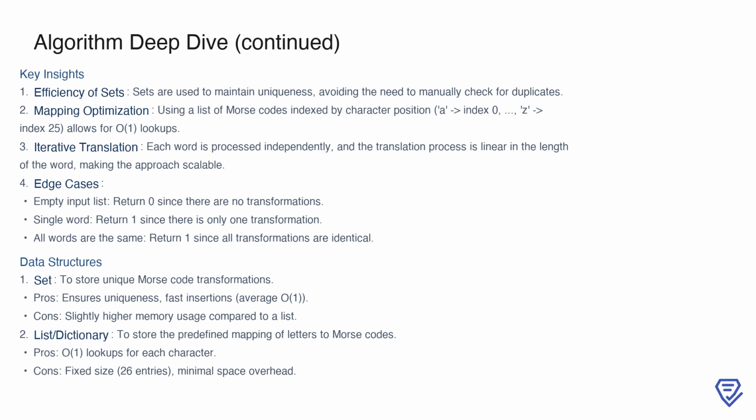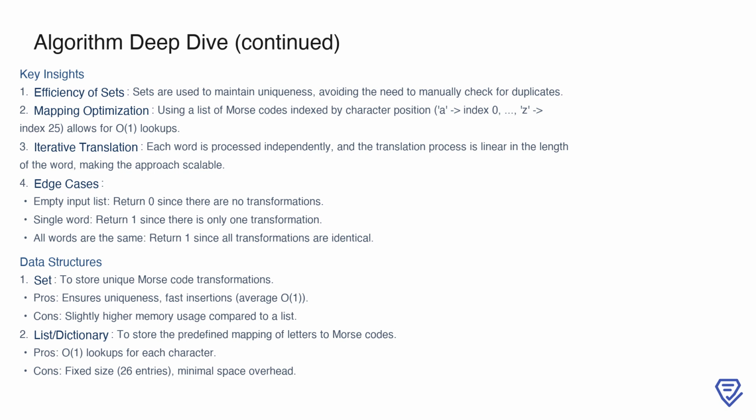First, the use of a set ensures that we don't need to manually check for duplicates, as it automatically handles uniqueness. Second, the predefined mapping of Morse codes can be stored as a list indexed from 0 to 25, corresponding to the letters A to Z. This allows for constant time lookups when translating each character.